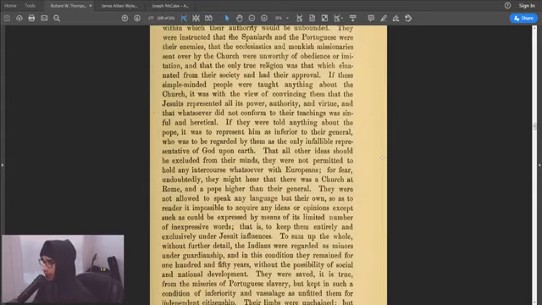And in this condition, they remained for 150 years without the possibility of social and national development.